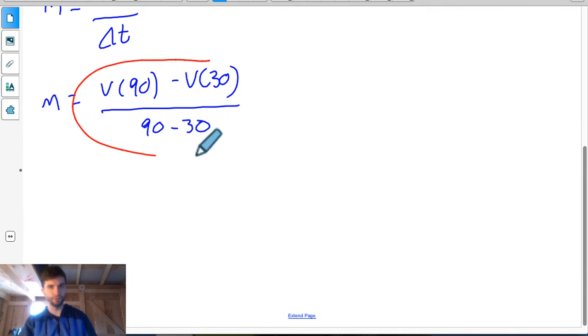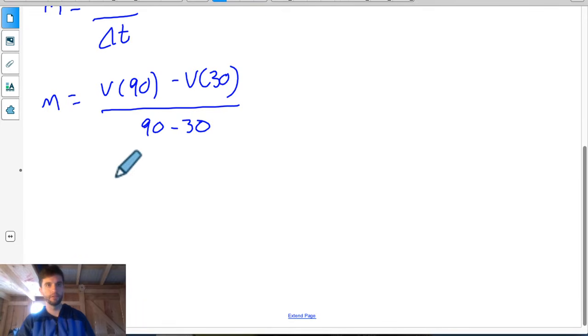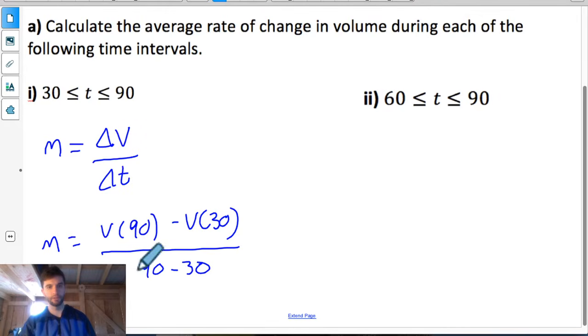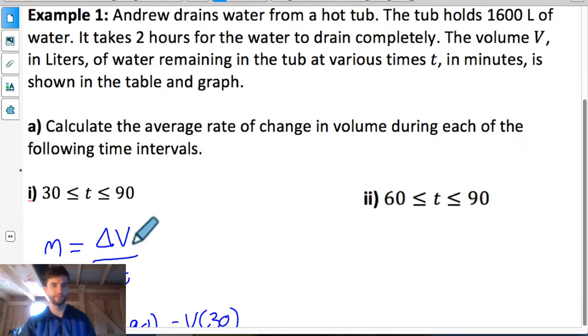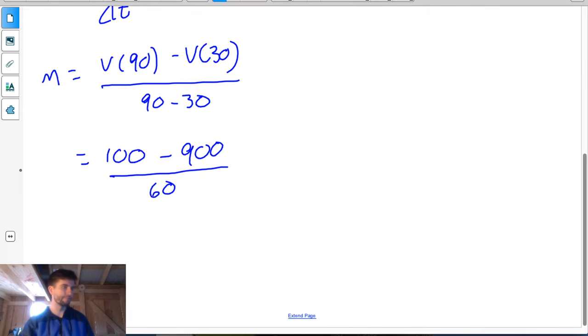But now that we have this new notation of writing an average rate of change, we can calculate it. So our volume at 90 from the table was 100. So I can replace v at 90 with 100. And my volume at 30 minutes was 900. So I can replace v at 30 with 900. And this is all over 60. And then we need to just evaluate this. It's negative 800 over 60. And then for that we get negative 13.3.